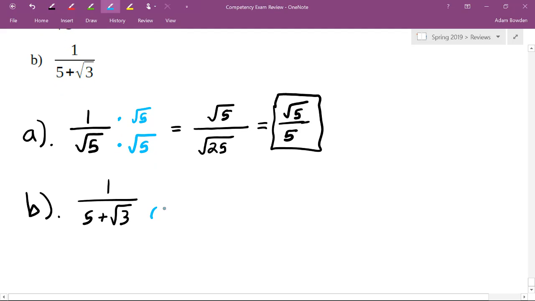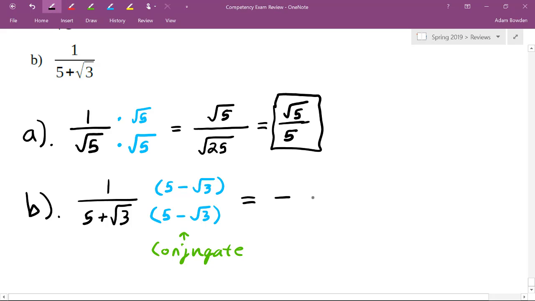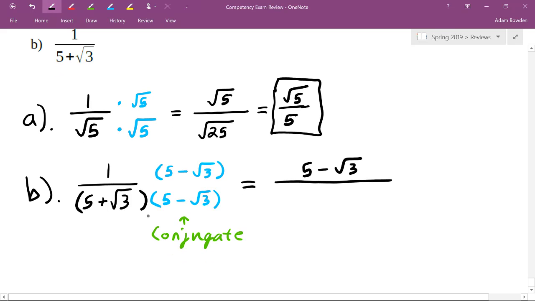In this case, you're still going to multiply top and bottom by something, but in this case, I'm going to multiply by almost the same thing, but with a different sign in the middle. So instead of 5 plus square root 3, I'm going to do 5 minus square root 3. This is referred to as the conjugate in some cases. So when you multiply by the conjugate, top and bottom, well, the top is just 1, so on top you'll have 5 minus the square root 3. On the bottom, however, you're going to have to FOIL these two things together.